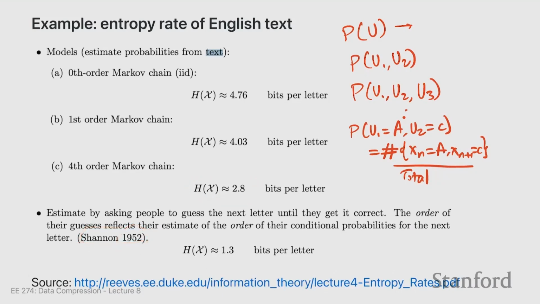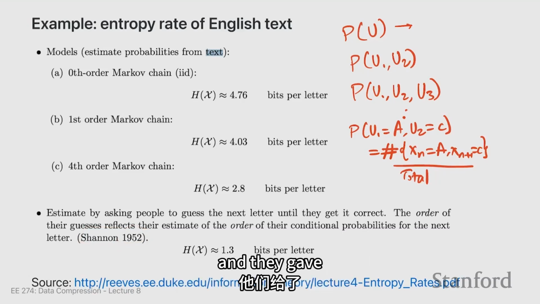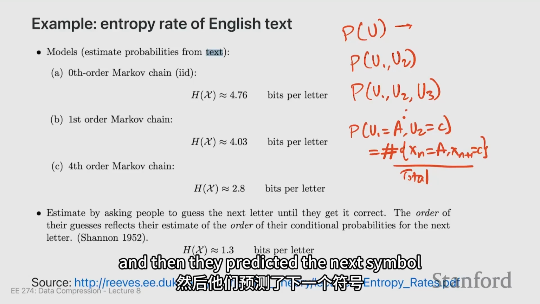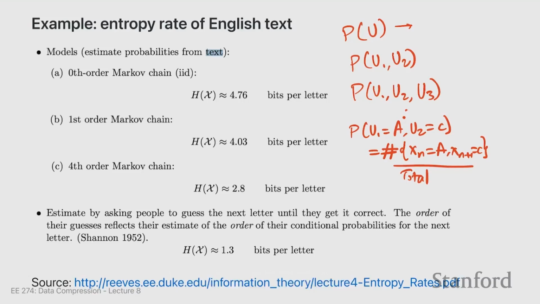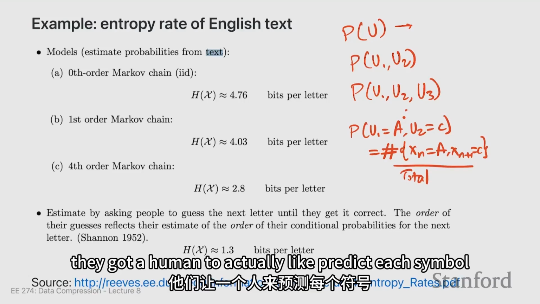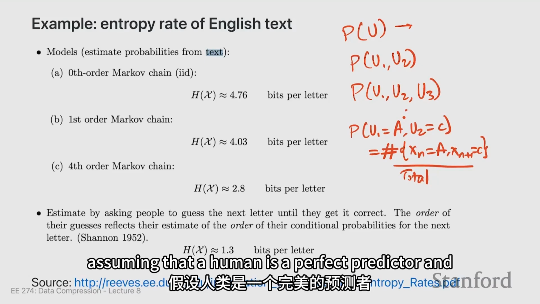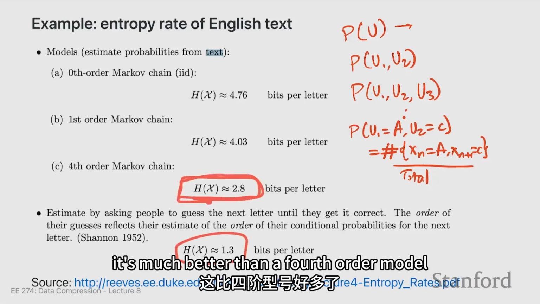And then Shannon in 1952 did a very interesting experiment where he got some test subjects, I think his wife actually. They were given some symbols of English text and asked to predict the next symbol, and he checked whether they predicted the right one or not. They got a human to predict each symbol, and used that to estimate the entropy in English, how much uncertainty is in English, assuming that a human is a perfect predictor. And they got 1.3.